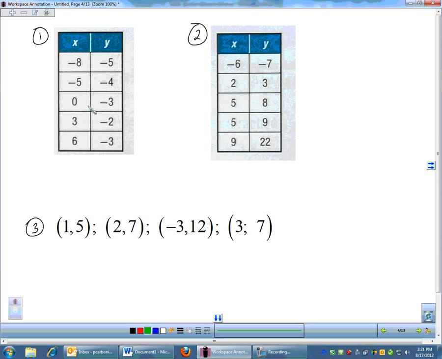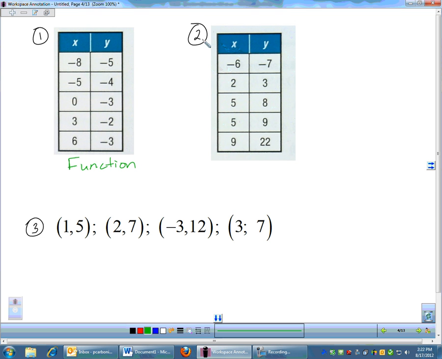Here we have a chart, and we have our x's and we have our y's. If you notice the x's, I have -8, -5, 0, 3, and 6. None of them are repeated. -8 goes to -5, and that's it. It doesn't go to anything else. -5 is going to -4, and nothing else. None of my x's are repeated. Although if you notice, I do have repeated y's. That doesn't matter. So number 1, each x value is only going to one y value. So number 1 here, that is a function.